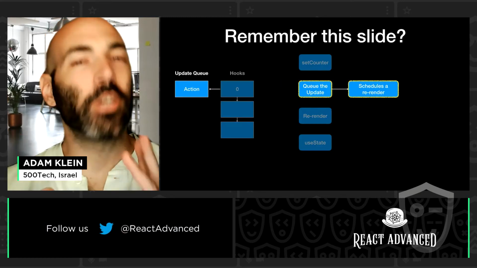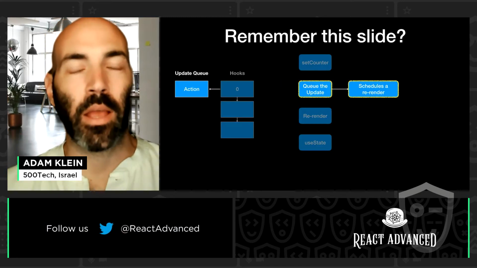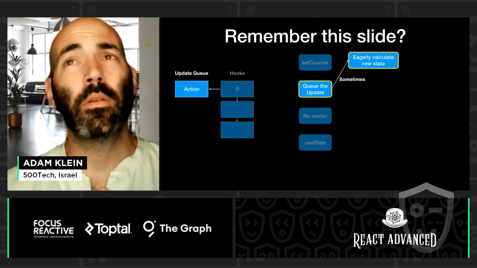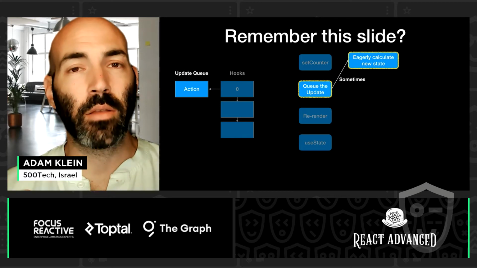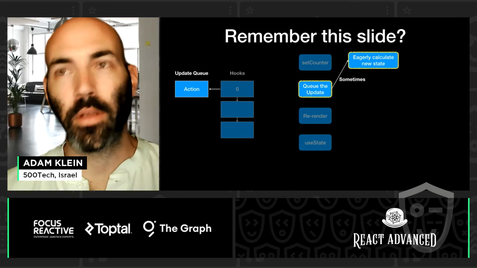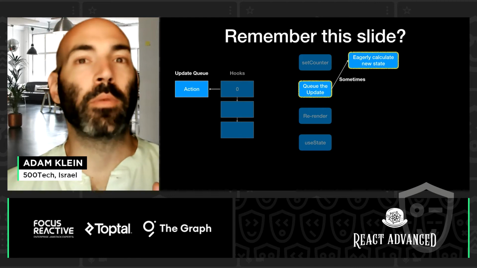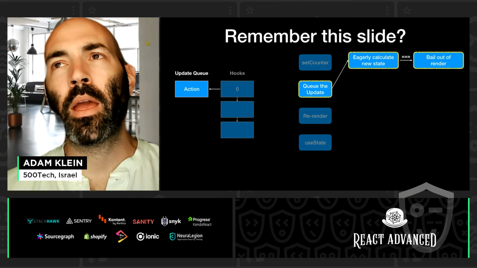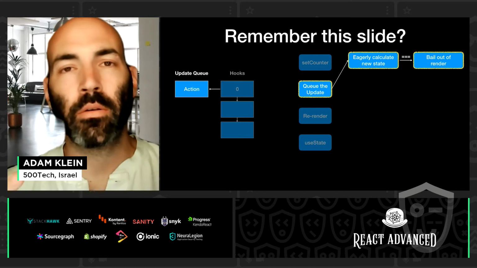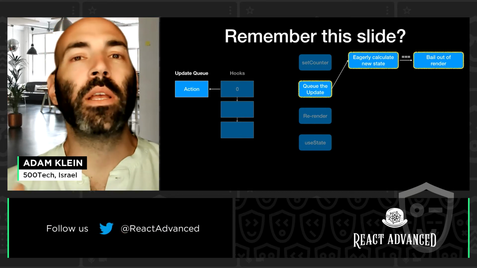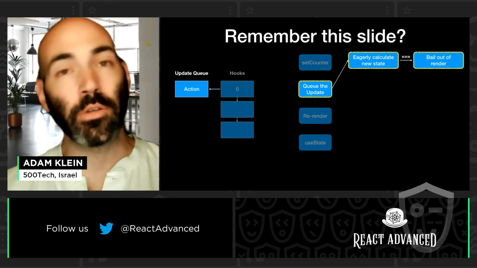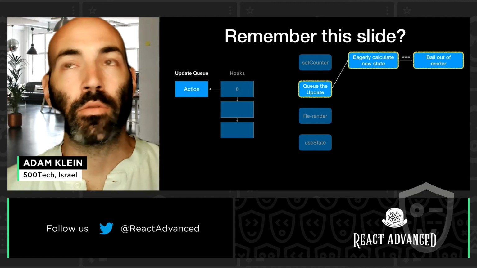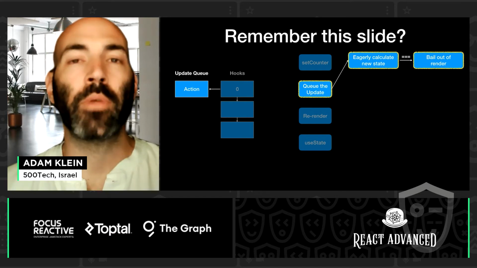So I cheated. There's actually another step that happens sometimes, which is that React eagerly calculates the new state before triggering a re-render. And if it determines that the new state is the same as the old state, it will bail out of render and it will not trigger a re-render. Obviously, it won't do it if we already scheduled a re-render for this component. There's no need to do this eager calculation because we'll need to re-render anyway.